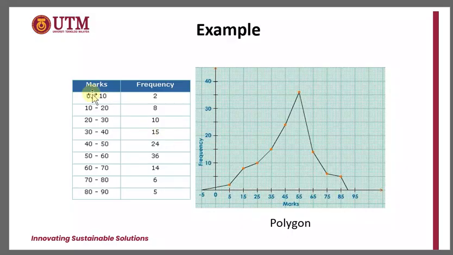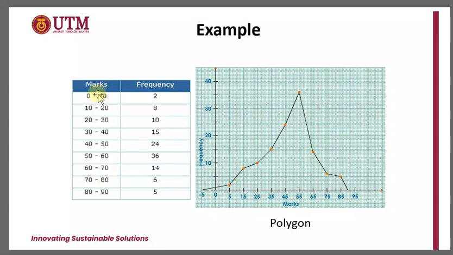It's up to you. Here we have another example. The classes are from 0 to 10, 10 to 20, 20 to 30, and so on. The frequencies are 2, 8, 10, 15, until you get 5, the last one. So to find the midpoints, how can you compute the midpoint? The first midpoint, 0 plus 10 divided by 2, is equal to 5. So the first midpoint is 5. The second is 5 plus 10, which is 15.